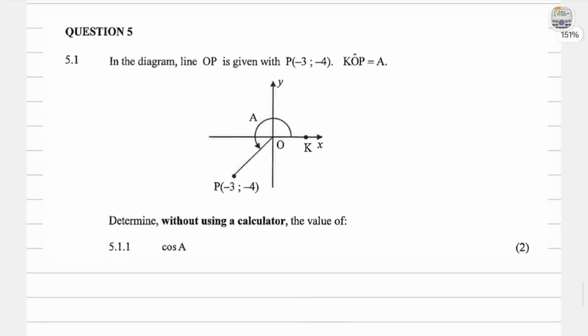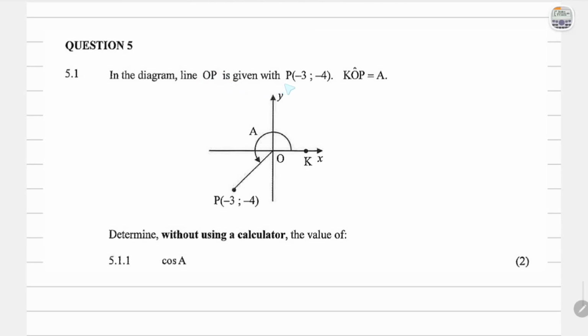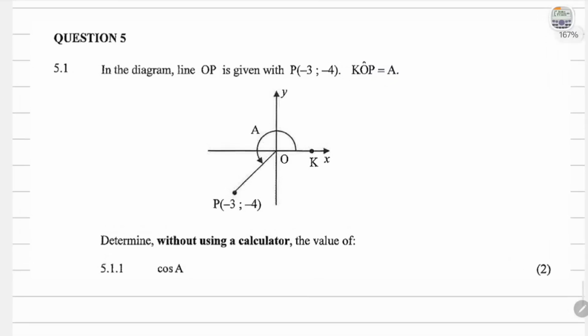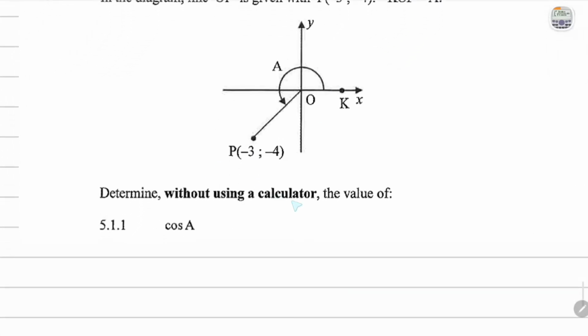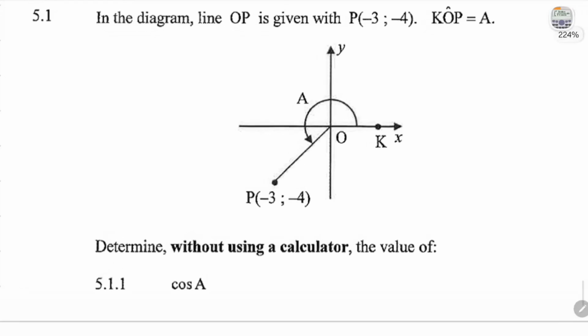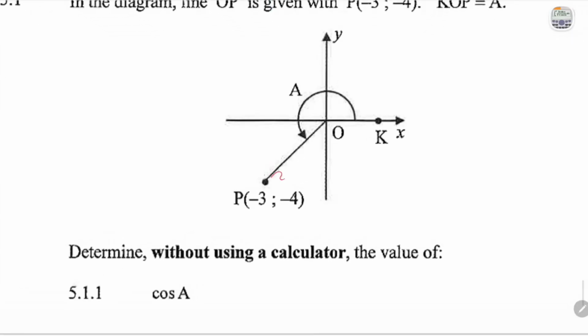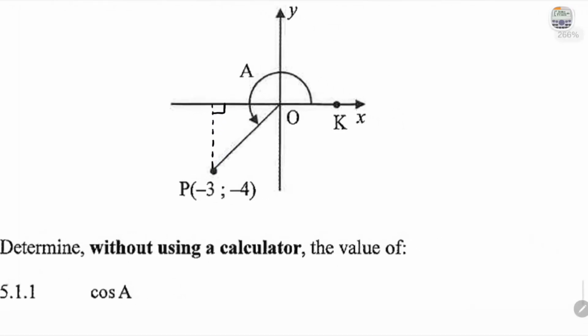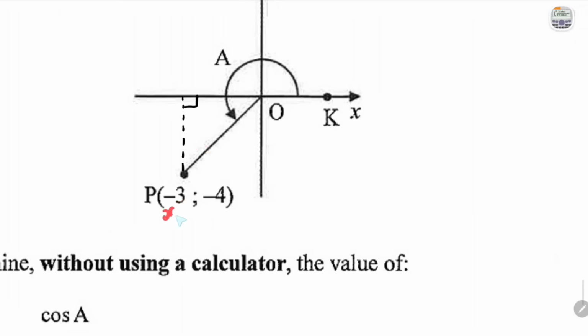Question 5.1 says, in the diagram, OP is given with P being (-3; -4), and then we have angle KOP equal to A. Okay, so without using a calculator, determine the value of cos A. So we first need to find the other side that is missing. So we're going to draw a line to the x-axis, and remember that this line is perpendicular to the x-axis. So this is your x value and that is your y value, meaning the x value, for you to have gotten that point, you went from here and you said -3 and then -4. So this is -3 over here and this is -4.